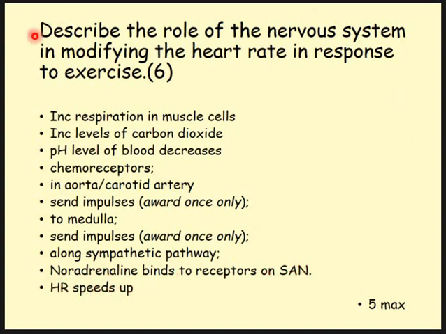Okay, so it's describe the role. What happens? What are the steps in increasing the heart rate? What role does the nervous system play in increasing the heart rate? So you've talked about your receptors there, you've talked about impulses to the brain, and you've talked about impulses coming back out along the sympathetic pathway, and you've said kind of what happens in the heart there.